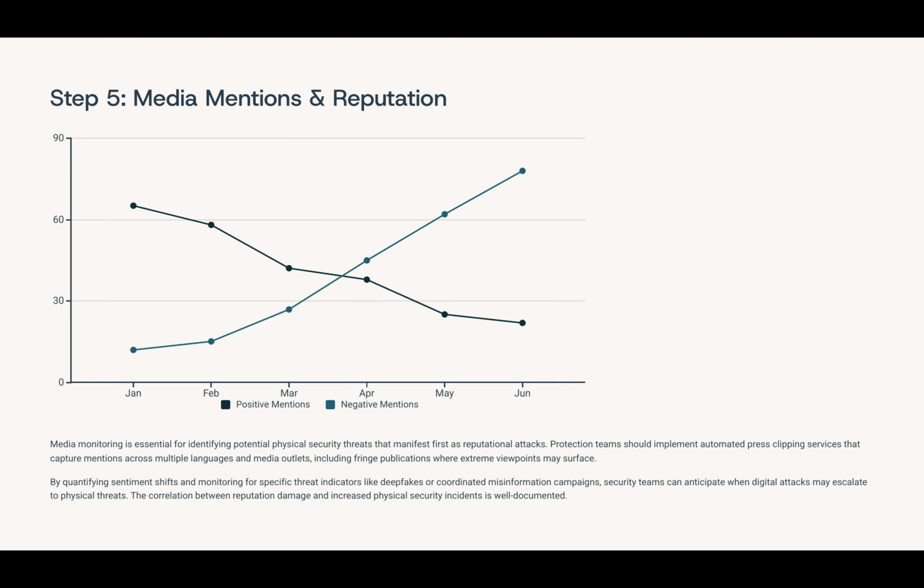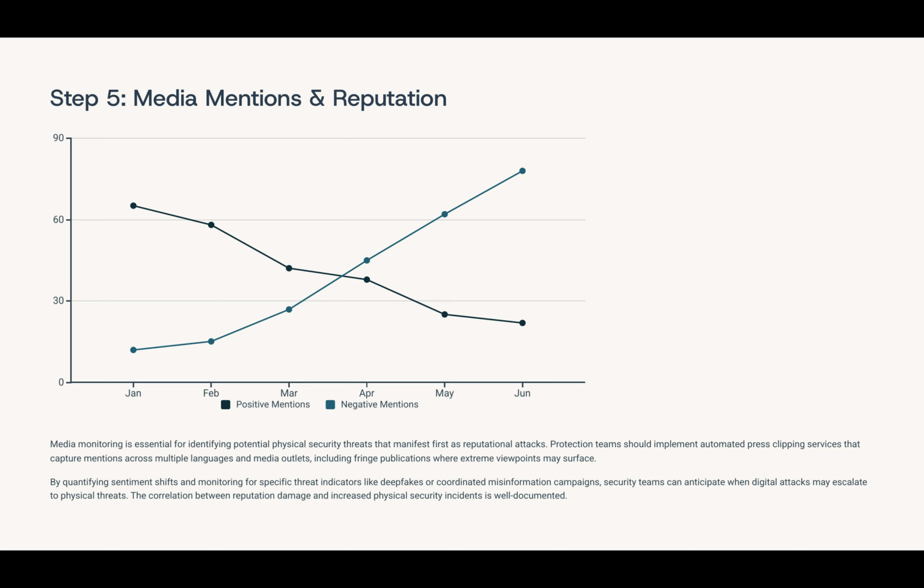In Step 5, we turn our attention to media mentions and reputation monitoring. Media monitoring is a crucial element not only for public relations, but also for physical security. Often, physical threats are preceded by online reputational attacks or negative media coverage. That's why protection teams need to employ automated press clipping services that can capture mentions of the principal or organization across multiple languages, media outlets, and even fringe platforms where extreme viewpoints are more likely to appear.